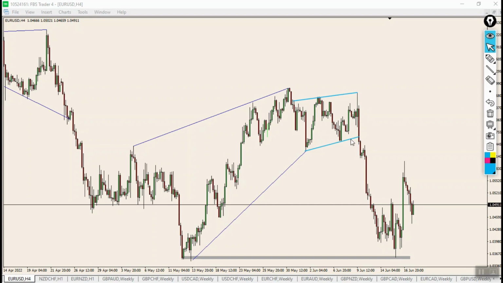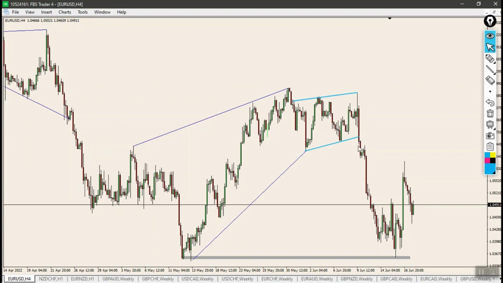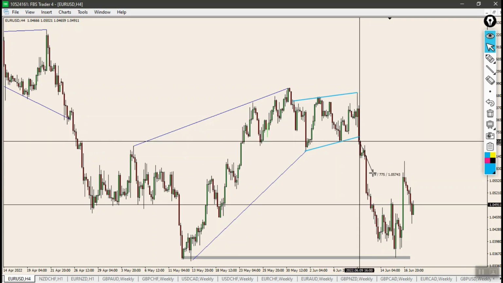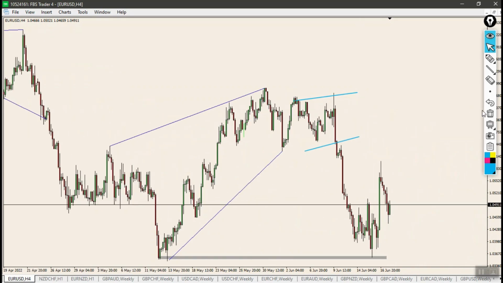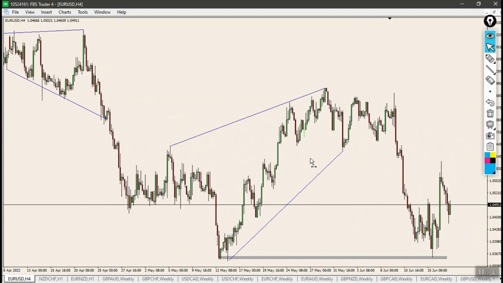If you entered down here, or if you entered up here, either way you wouldn't have been wrong. And now we moved all the way to the low for about, it must be 291 pips to the low, which is fantastic. This one was one of my favorites.